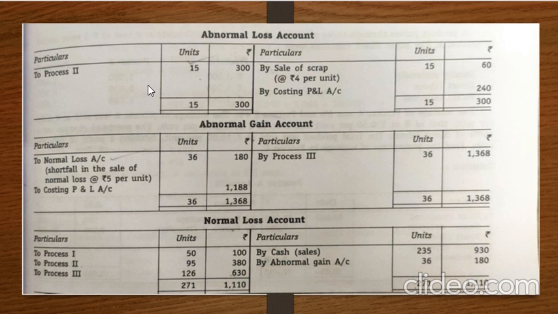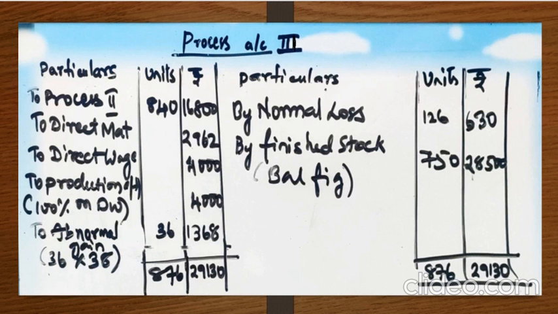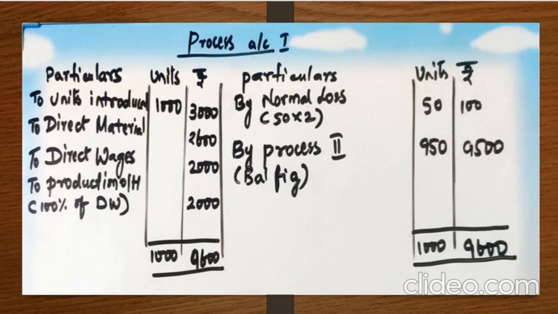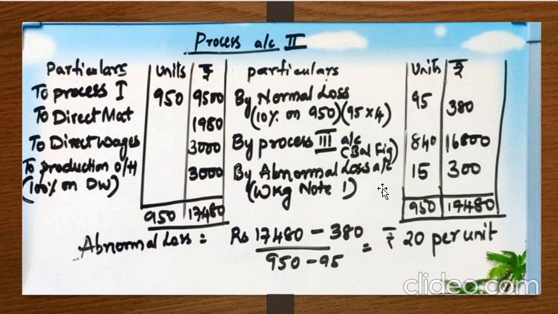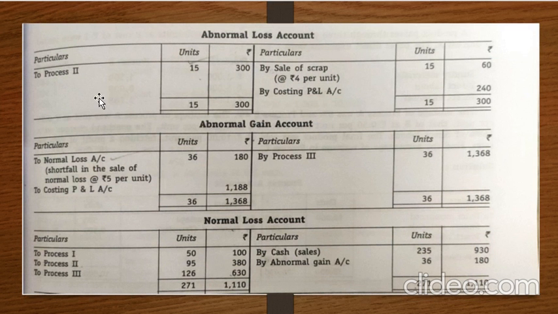So in your process 2, the abnormal loss you have is 15 units, and your total cost is 300. If you look into your process 2 account, here you have abnormal loss of 15 units, and the cost you have calculated is 300. So that is what you will be taking in your abnormal loss account. So in your abnormal loss account, process 2, how many units? 15 units. So what is the cost?